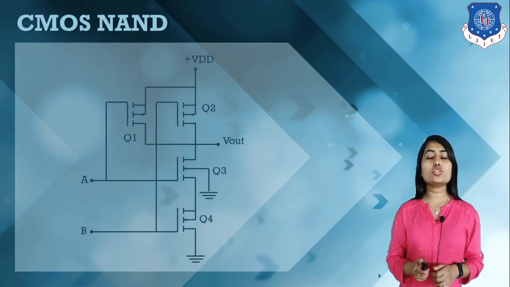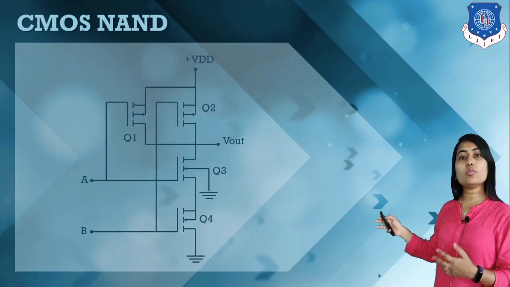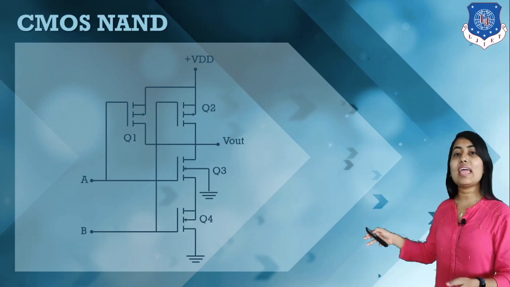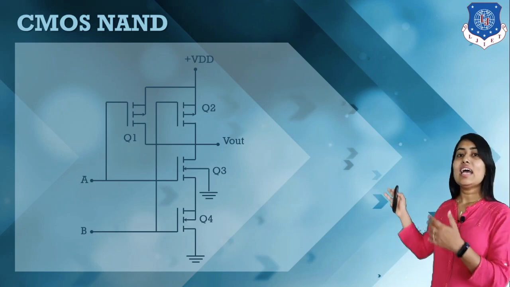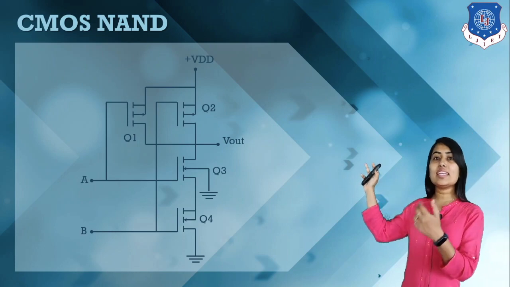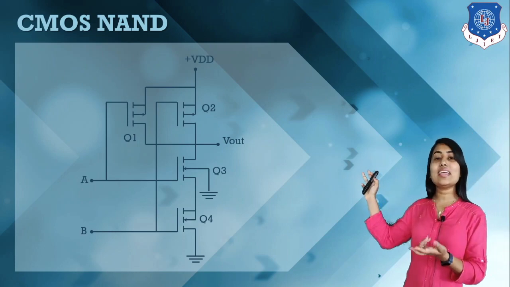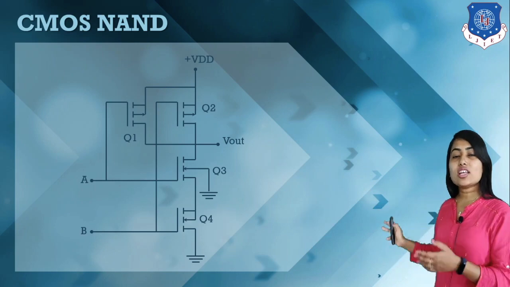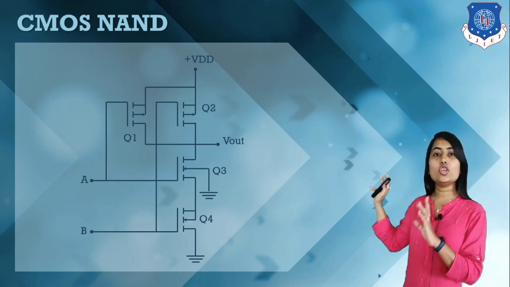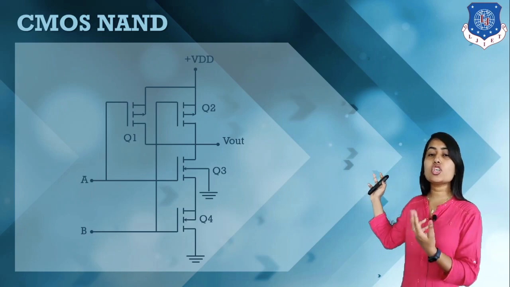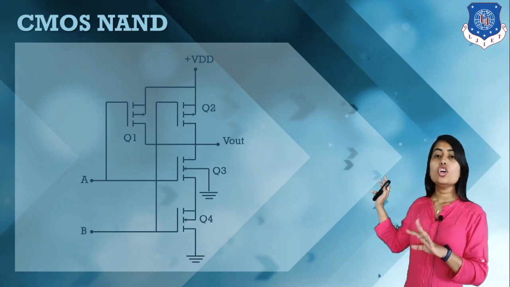Then next we have a CMOS NAND gate. Here we have a 2 input CMOS NAND gate, with inputs A and B. The N channel MOSFETs are connected serially, and the P channel MOSFETs regarding inputs A and B are connected parallelly. So how does this work?